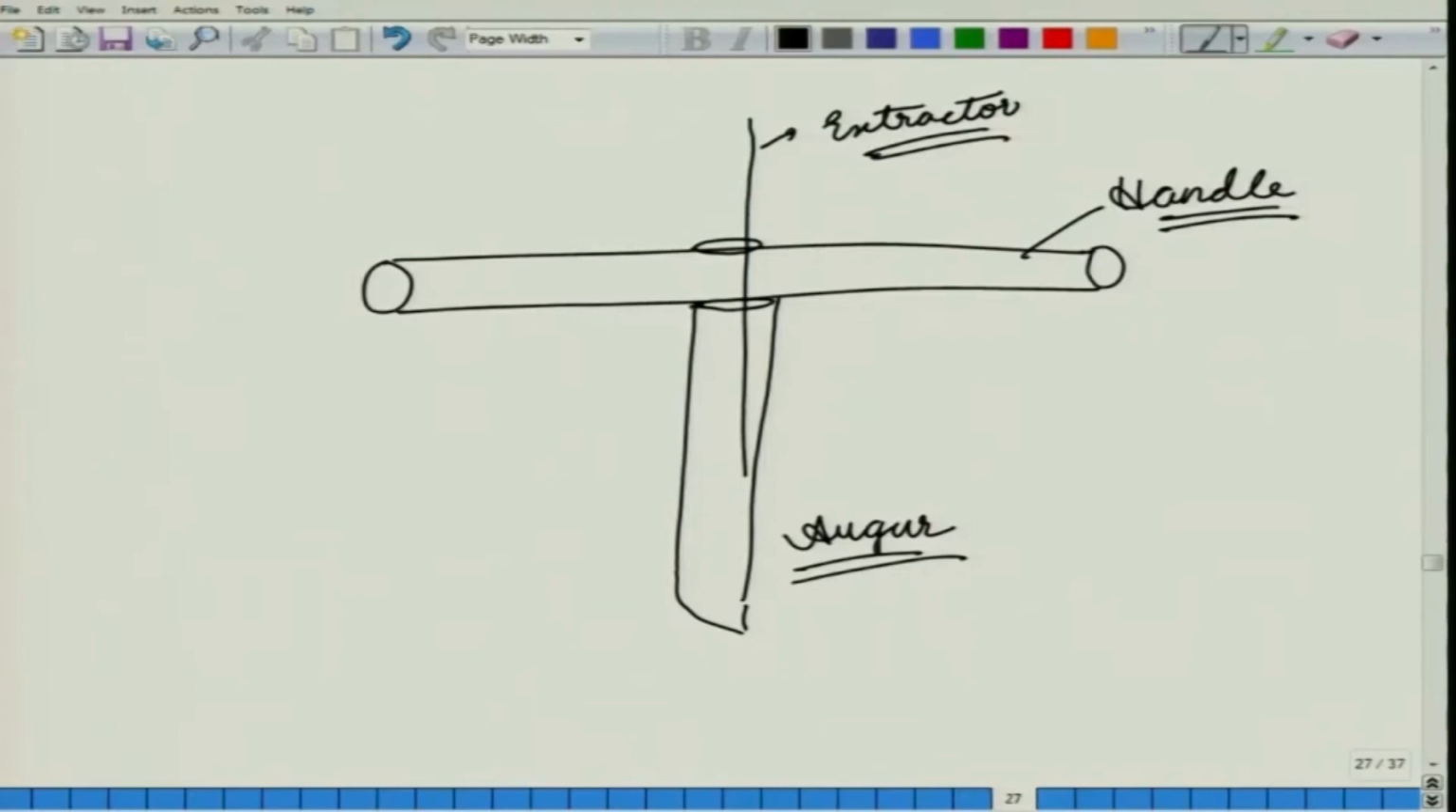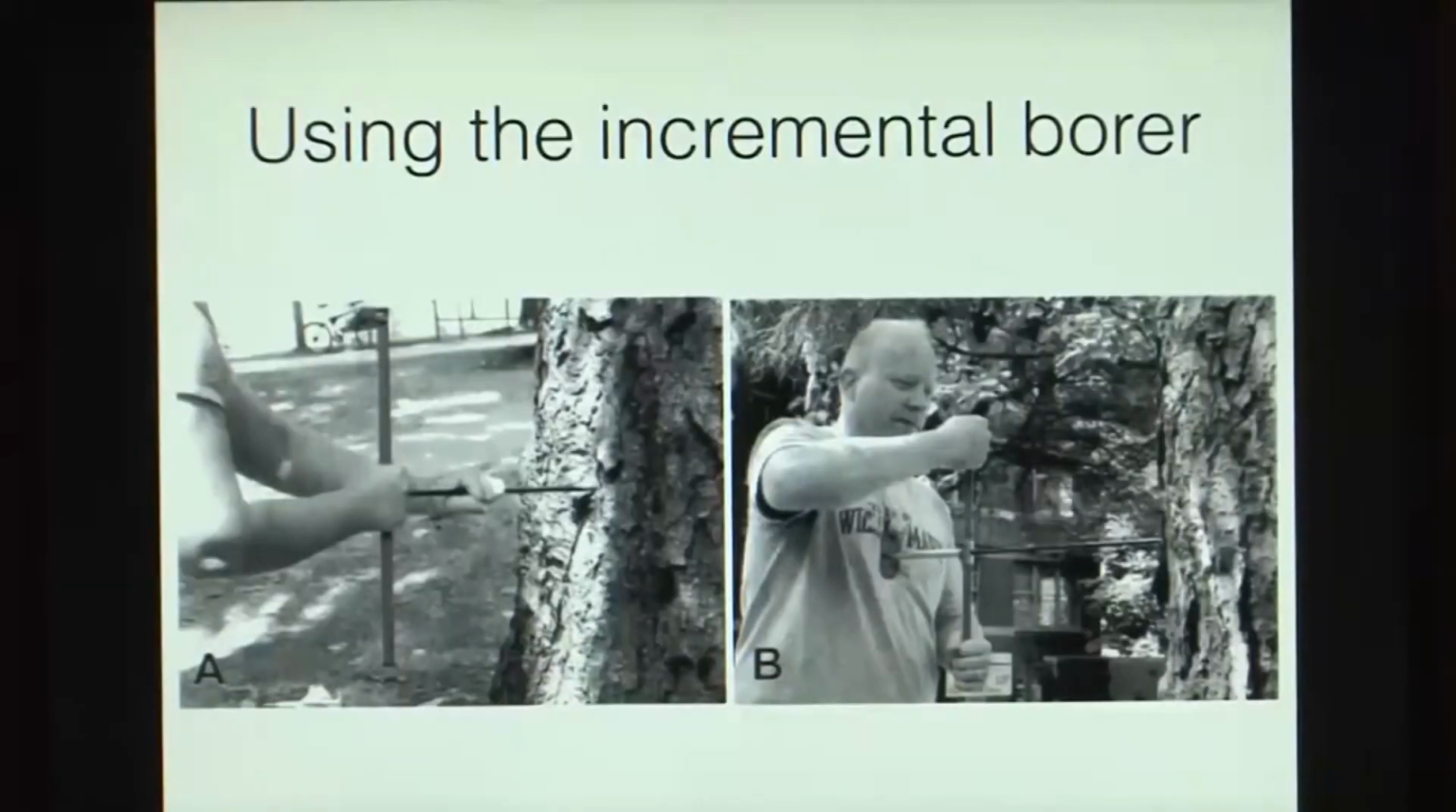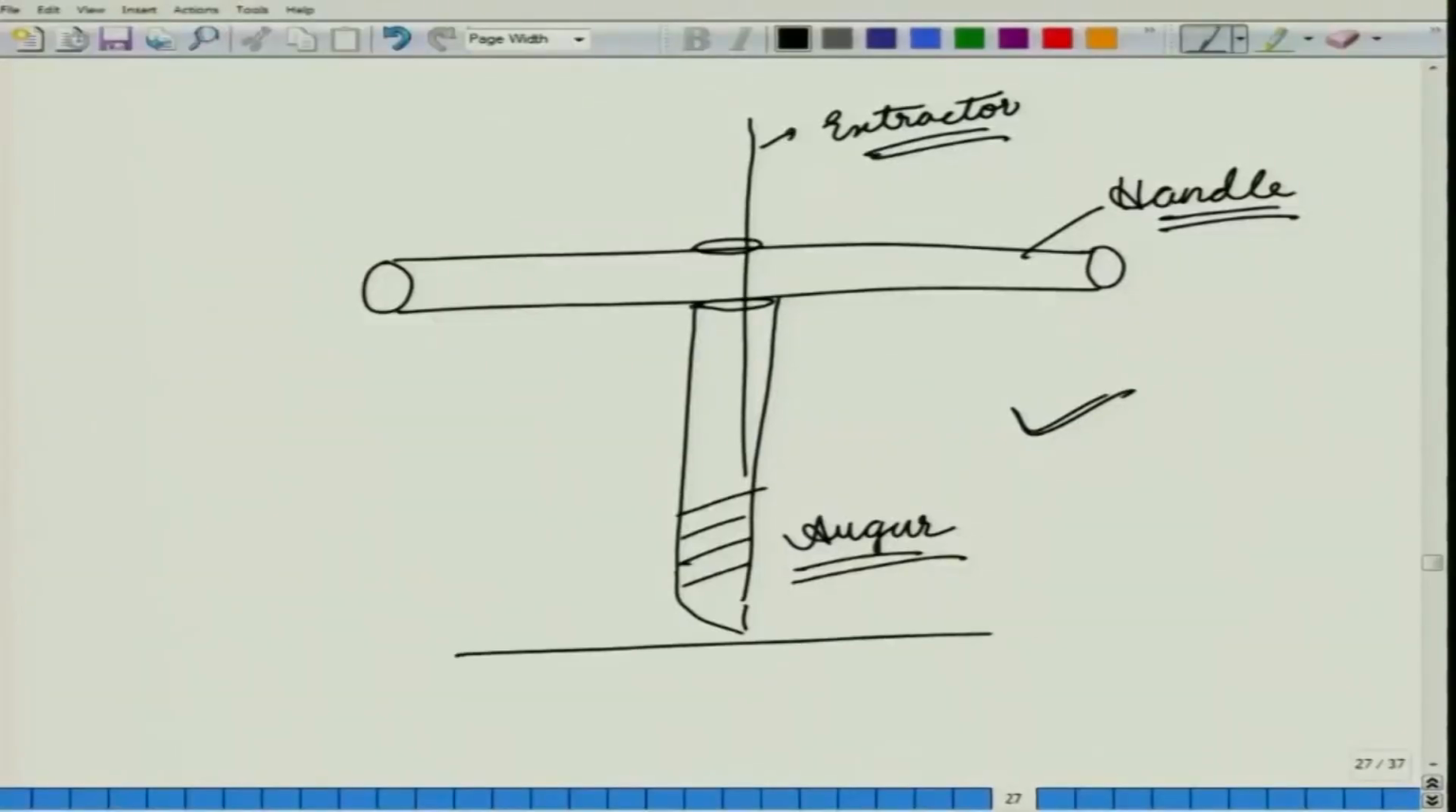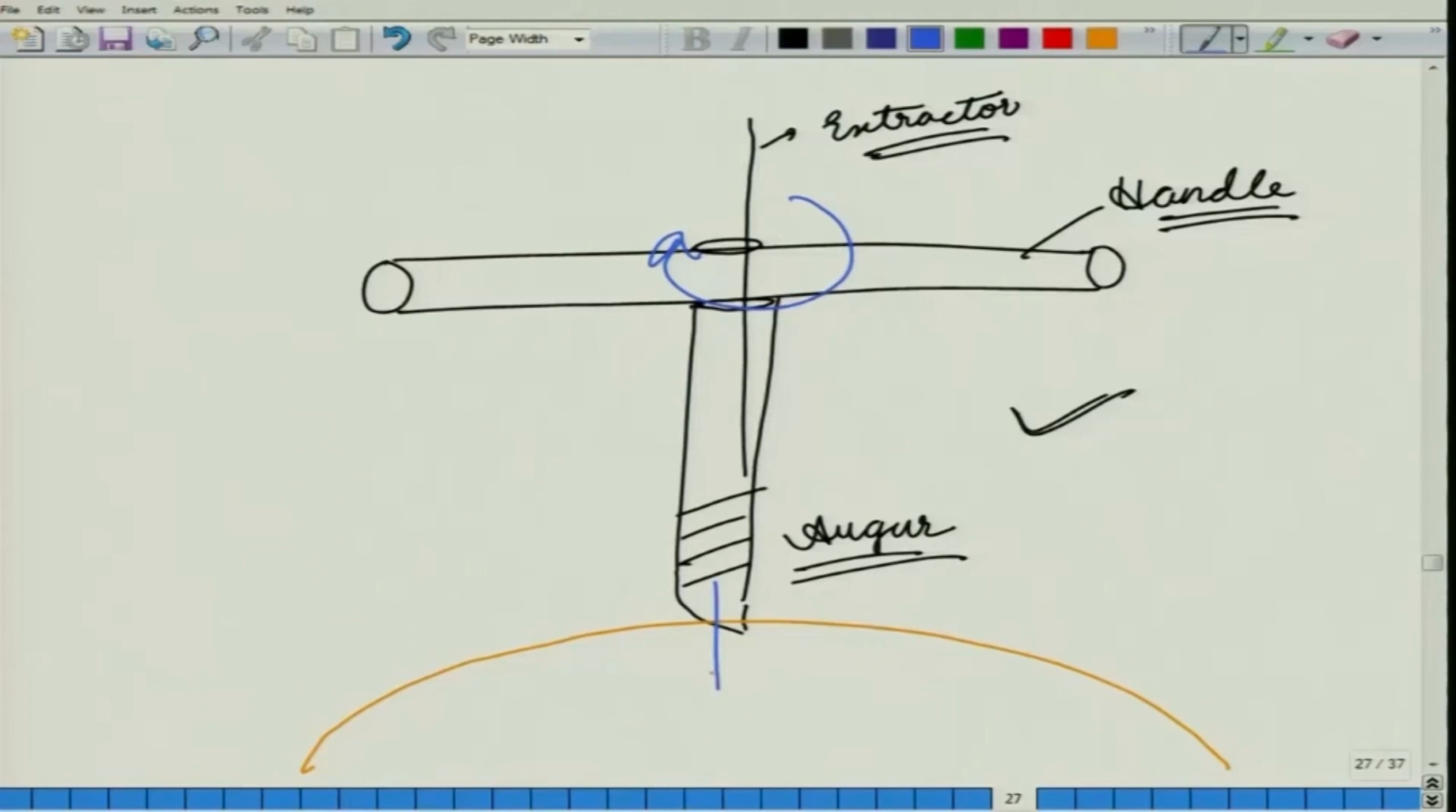So, how do we use this instrument? This portion has some screw-like linings. This is how you use the increment borer. If we look at the slide, on the left side it shows an increment borer being used. Moving back to the diagram, you take the auger portion and rest it against your tree. Then you turn your instrument so that your auger is able to go inside. So, this is the direction of the auger.